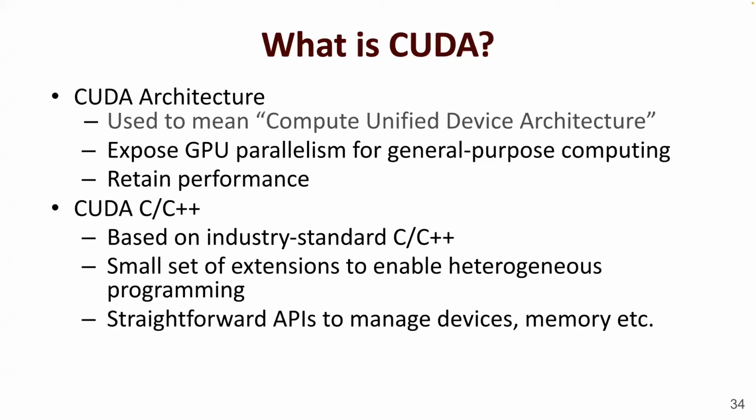And also the APIs are very straightforward. An application programming interface is just the functions that are defined, and you can easily get a document and look into all the functionalities they are providing. And to manage all the devices, memory, etc., it's straightforward. You can see from the examples I'm going to show you today.